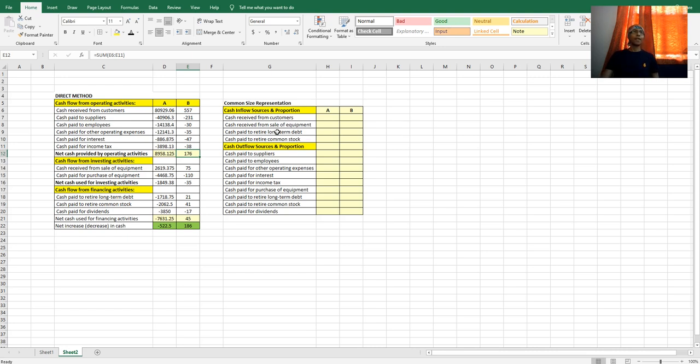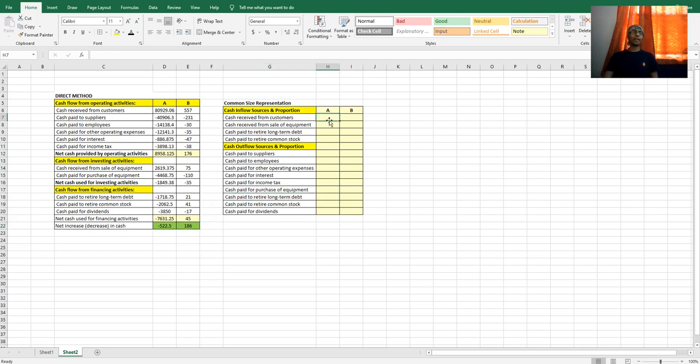For example, cash paid to retire long-term debt. This is a positive number in case of B, which means there has been cash inflow, while for A it's a negative number. So this means they have retired debt, which means there has been cash outflow. Similarly, cash paid to retire common stock. Here there is a reduction for A, 2062.5, but for B there is inflow, 41 million. So we have to deal with it in this way. We have to mention it in both, and where there is no outflow, we mention just 0, because this will be 0 proportion.